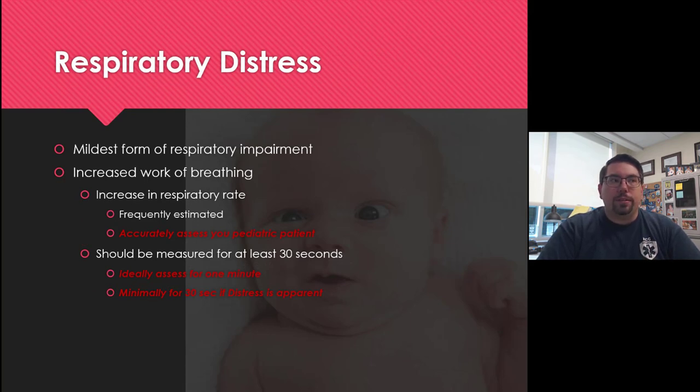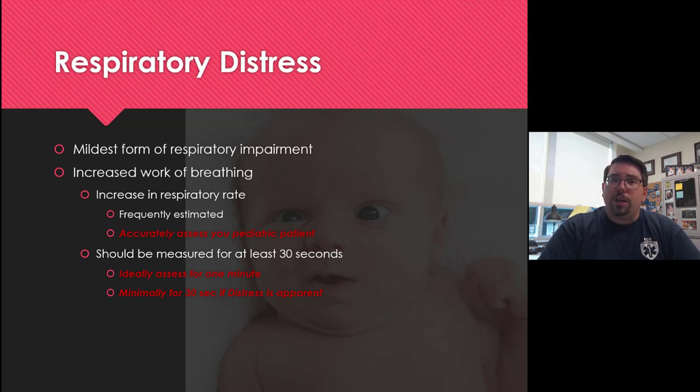First is respiratory distress. Mildest form of respiratory impairment is defined as respiratory distress. Things like increased work of breathing, increased respiratory rate. Oftentimes we're going to estimate these initially, but it's very important that you accurately assess this in the pediatric patient. You can probably get away with an estimate in an adult, but in a pediatric patient, we really need to have solid numbers to be able to complete our assessment and determine if this is distress, failure, or arrest.